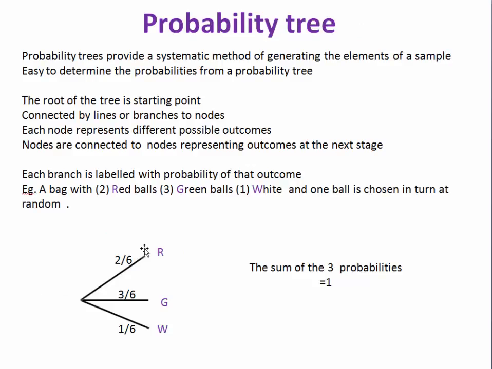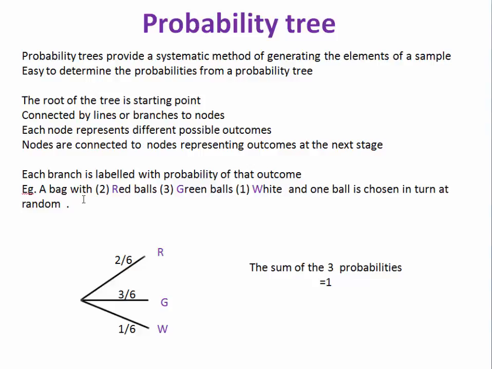In probability, we can use probability trees, and these provide a systematic method of generating the elements of a sample. It's easy to determine the probabilities from a probability tree. The root of the tree, which is here, is the starting point, and it's connected by lines to a node. So these lines are also called branches. Each node is a different outcome, and nodes can be connected to other nodes for the next outcome. Each branch is labeled with the probability of that outcome.